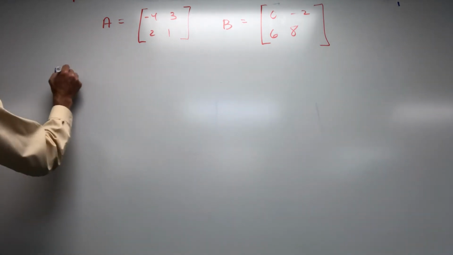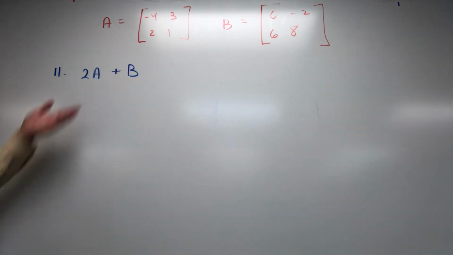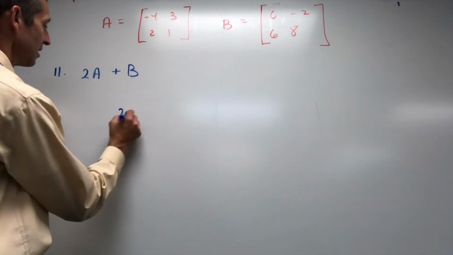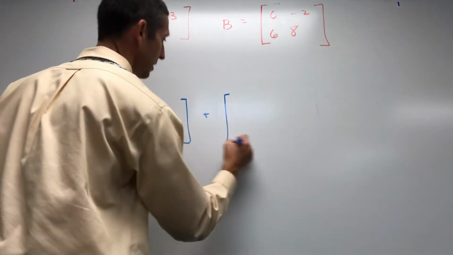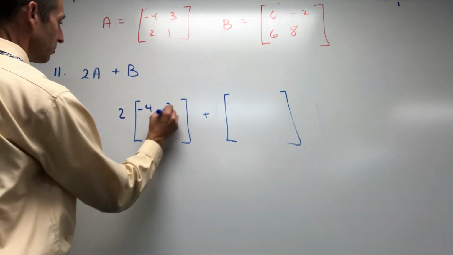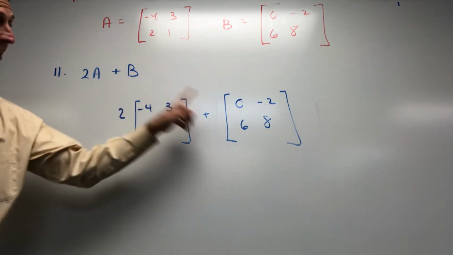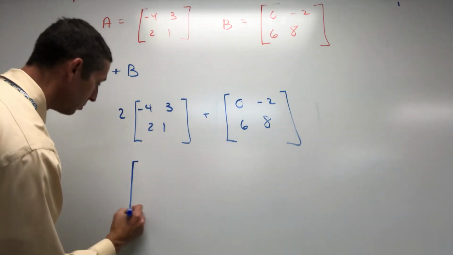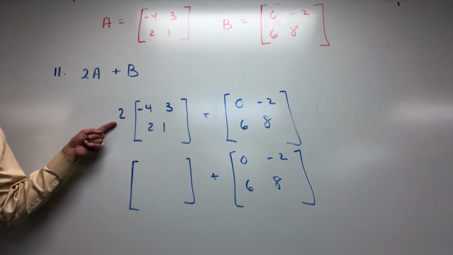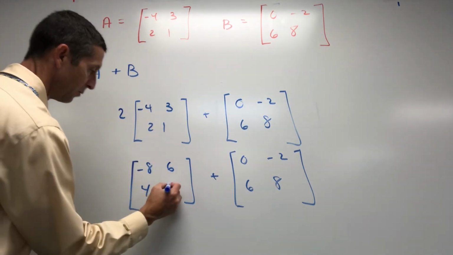And you'll be asked to do something like, how about 2A plus, let's go, matrix B. So you're going to have a scalar, you're going to take the A times 2, and whatever you get, you've got to put it with the B. So for us, it's going to look something like this. So you're going to have to drop in your matrix A, you're going to have to drop in your matrix B. So negative 4, 3, 2, 1, 0, negative 2, 6, 8. So multiply it by 2 first, and then you add it to the second matrix. So let's multiply it first, and then we can add it. With the 2 on the outside, that just means multiply everything on the inside by 2. So negative 8, 6, 4, and 2.